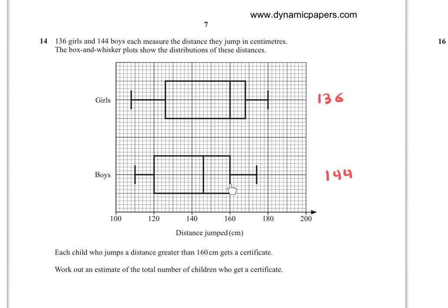More than 160 for the girls. Now the line at the middle, this is the median. The median, this is the middle value. So we have 50% to the right and 50% to the left. So the median for the girls is 160. So we have 50% more than 160 and 50% less than 160. To find the number of girls who jump more than 160, multiply 136 by 50%.